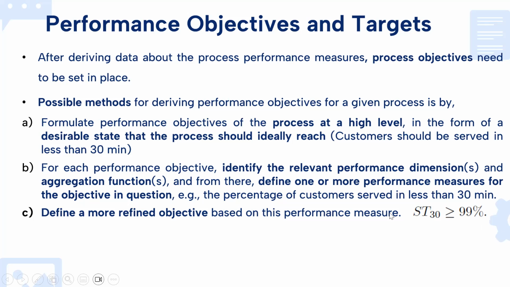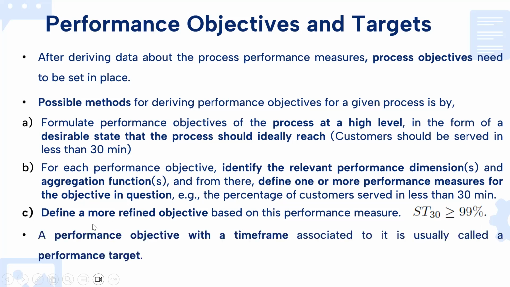Okay, so is everyone clear? So once you have this, for example, this is a process performance objective. Our objective is to cater to 99% of our customers within a service time of 30 minutes or less. So that's our performance objective. To turn this particular objective into a target, we have to attach a time frame. For example, within a period of 1 month, we are going to achieve this objective. Then it becomes a performance target. A performance objective with a time frame associated with it is usually called a performance target. Okay, is everyone clear up to this point?